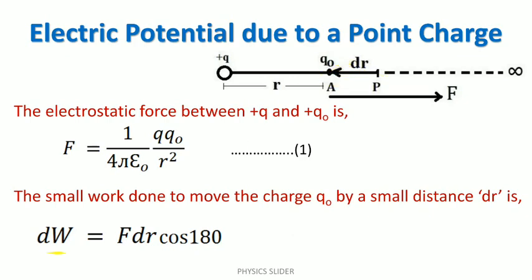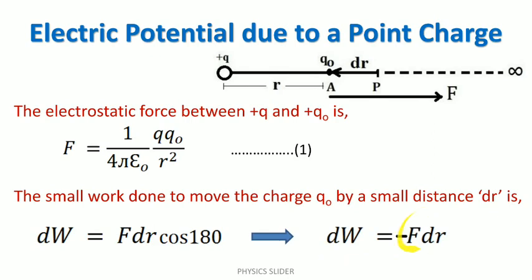This will be dW is equal to F dr cos 180. Why this cos 180? Watch here. The direction of F is towards this direction, and the direction of the displacement is in this direction, means the angle between the force and the displacement is 180. That's why we have taken dW is equal to F dr cos 180. Now put the value of cos 180, which is minus 1. So this becomes dW is equal to minus F dr.